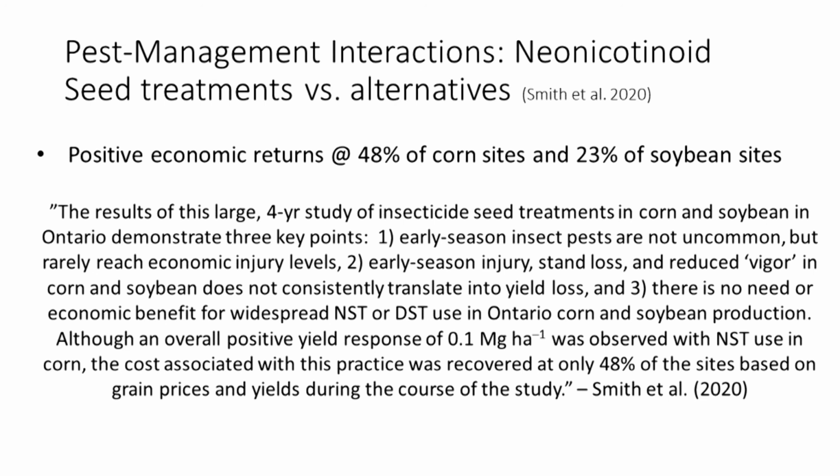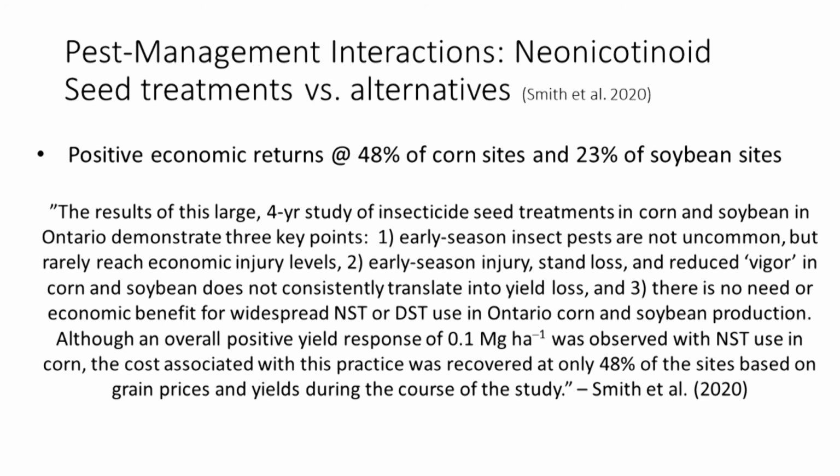And then this is their quote: the results of this large study have 3 key points. First, early season insect pests are not uncommon, but rarely reach economic injury levels. So they were actually monitoring insect levels in the field and insect damage, and it was rarely economic to treat them because these were very low thresholds. So there wasn't a huge yield benefit to using an insecticide, a neonic.